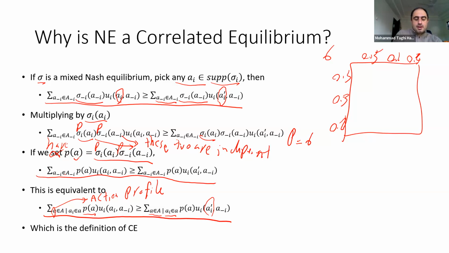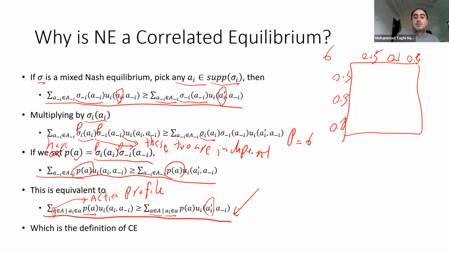Note that here we have both the same probability of a. And of course, then you can rewrite this one, instead of a minus i, as all possibilities of action profile a minus i. You can just change it and say those actions a that a_i belongs to. And we get the equation that we wanted for correlated equilibrium.